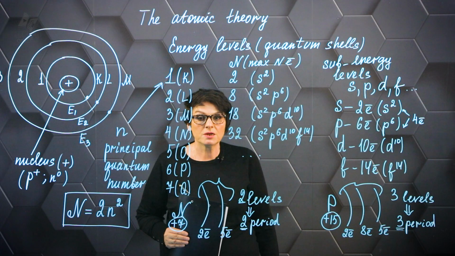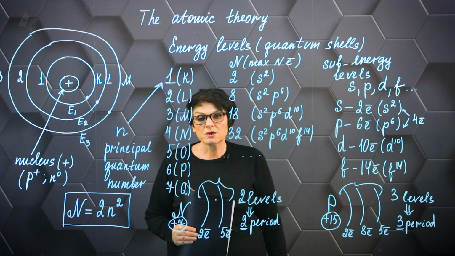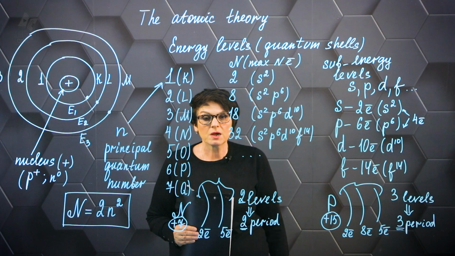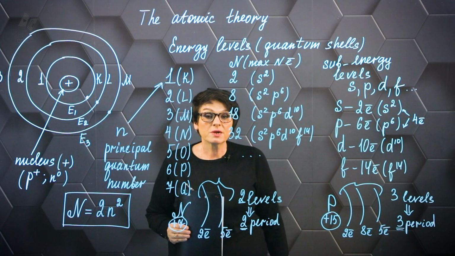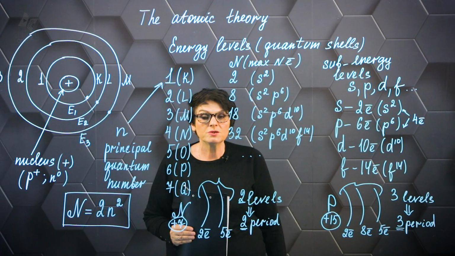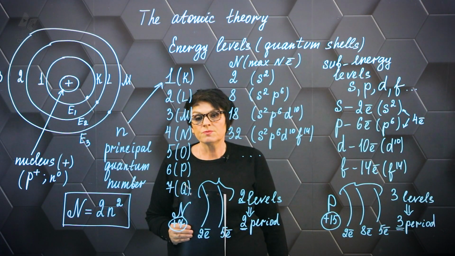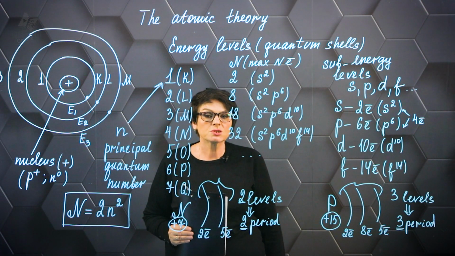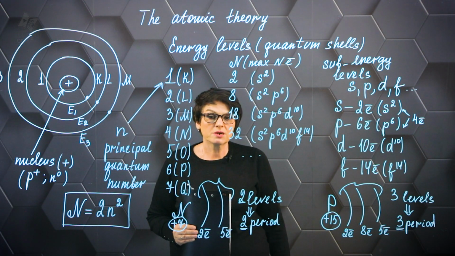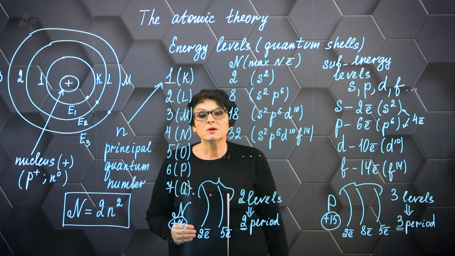For example, iron is in the 4th period, so it will have 4 levels. And let's say the element francium, the most active among all metals, is in the 7th period, and it has 7 energy levels. At the same time, I note that the farther the electrons are from the nucleus, the more easily the elements will give them up, because the attraction to the nucleus will weaken.